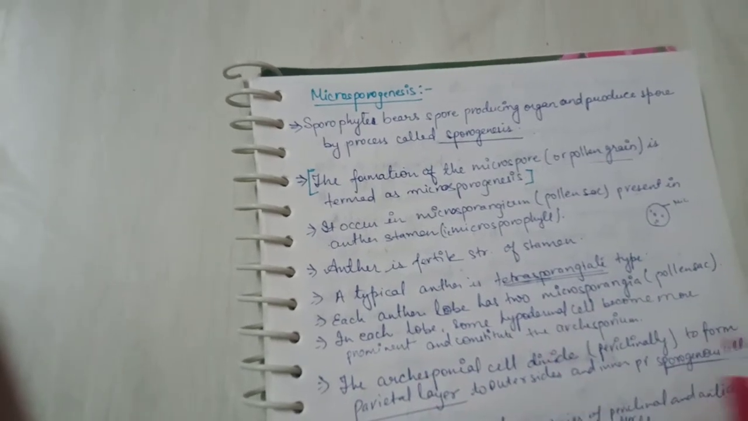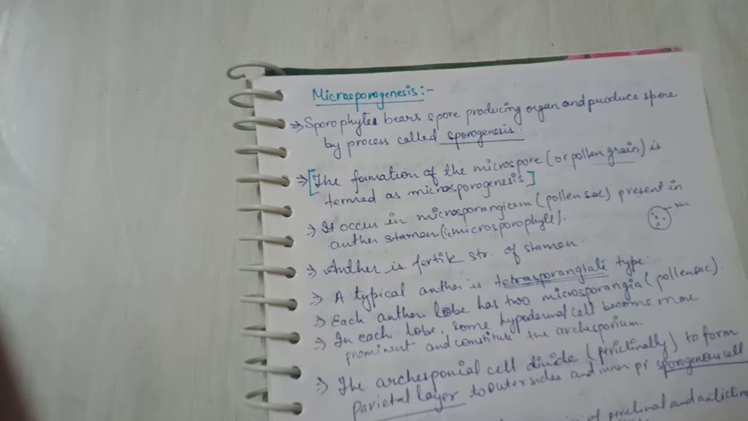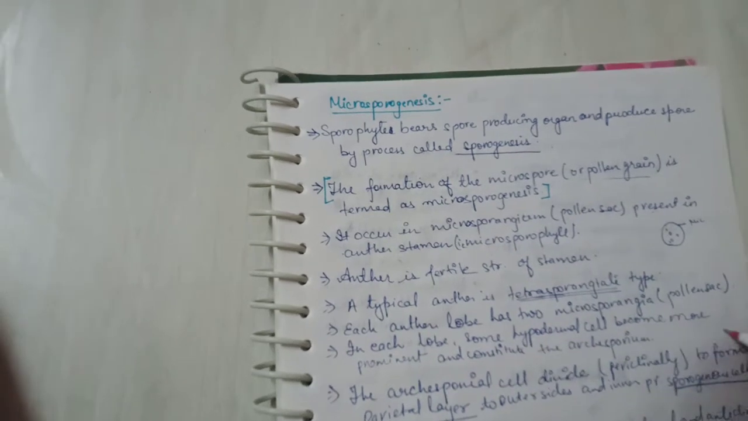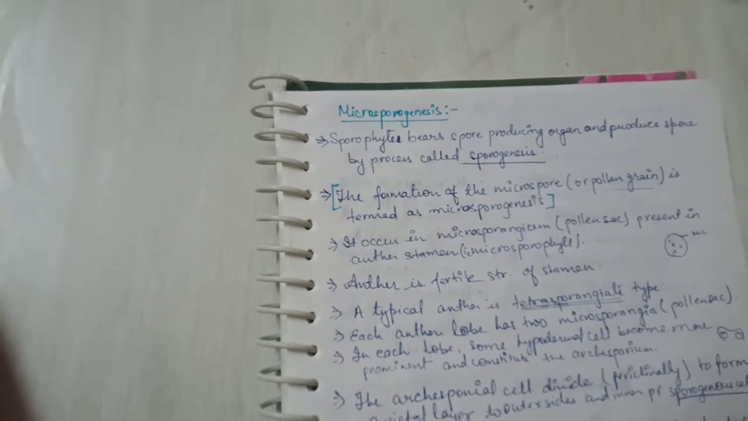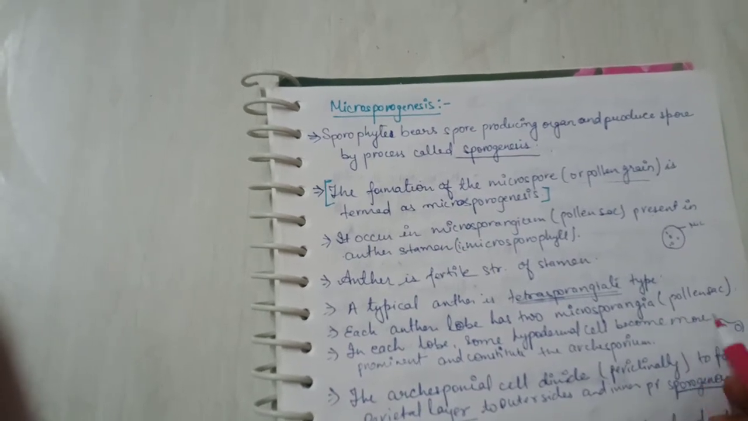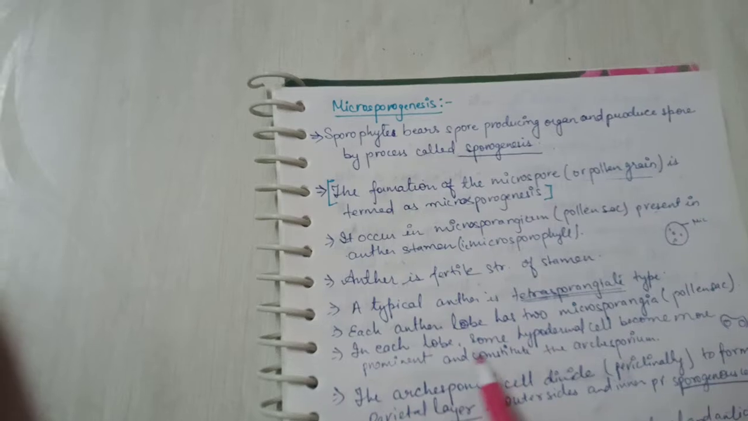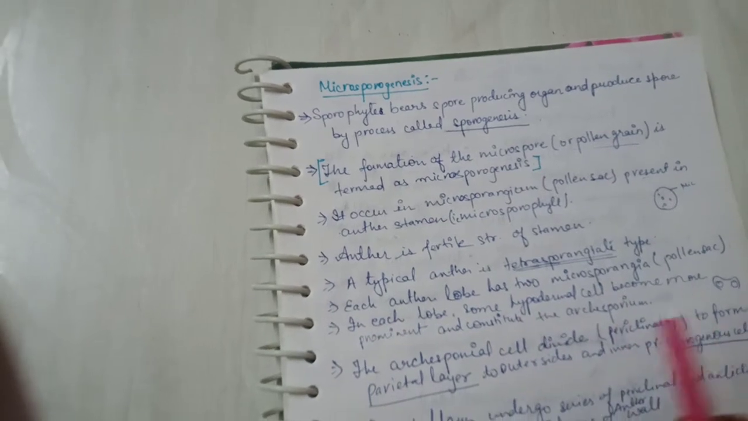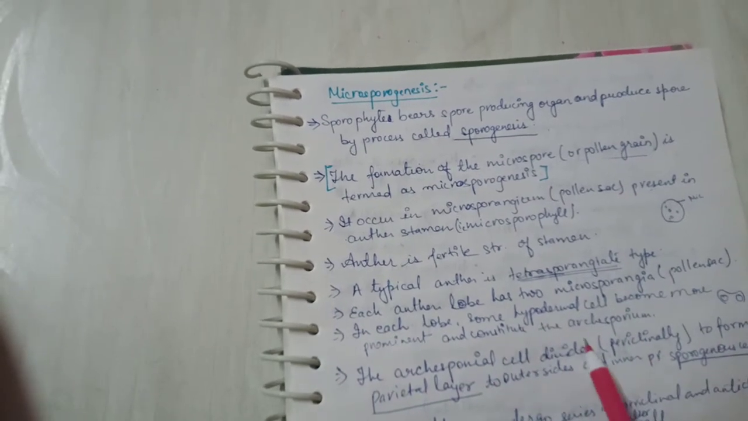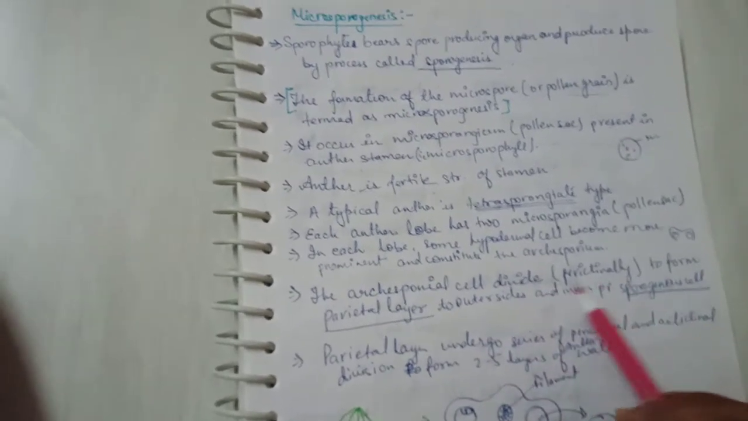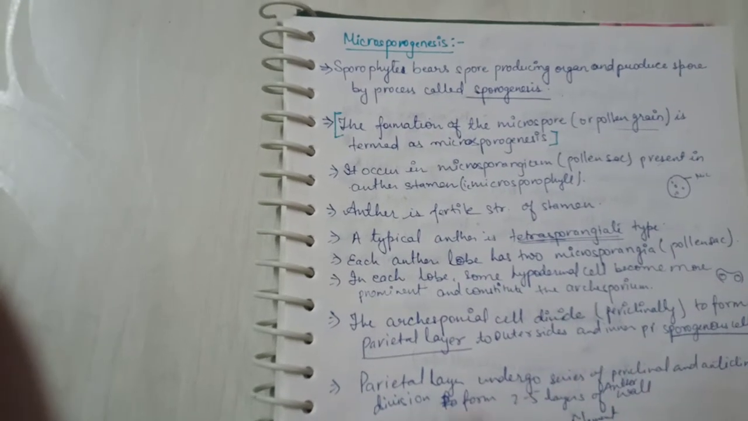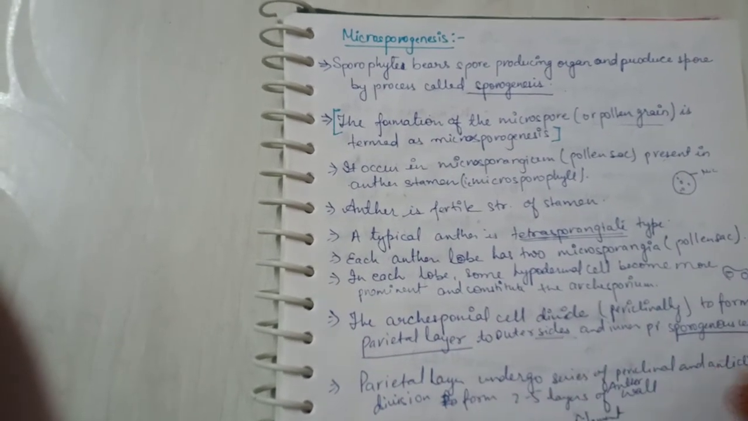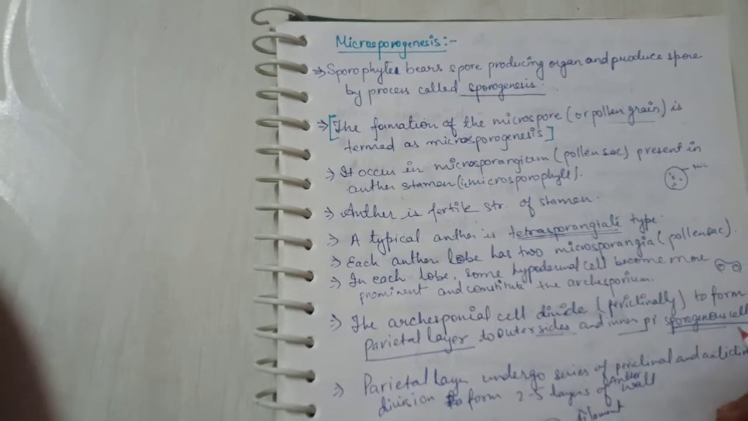Each anther lobe has 2 microsporangia. Suppose this is the anther lobe, so each has 2 microsporangia or pollen sacs. In each lobe, some hypodermal cells become more prominent and constitute the archesporium. The archesporial cell divides periclinally to form a parietal layer on the outer side, and the inner is called the sporogenous cell.